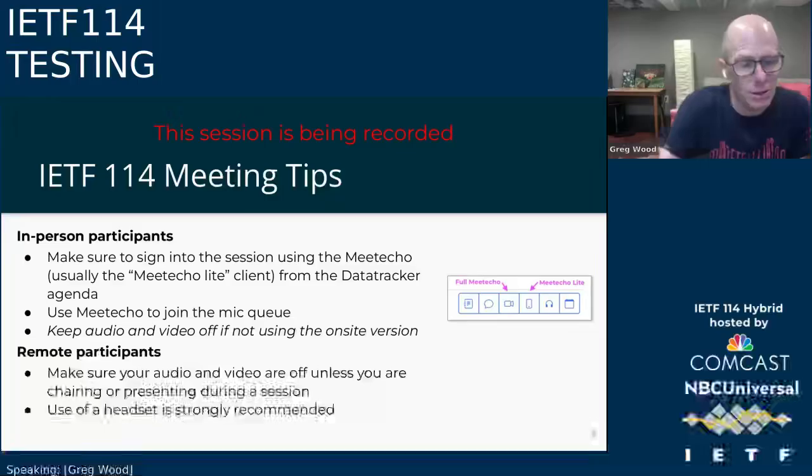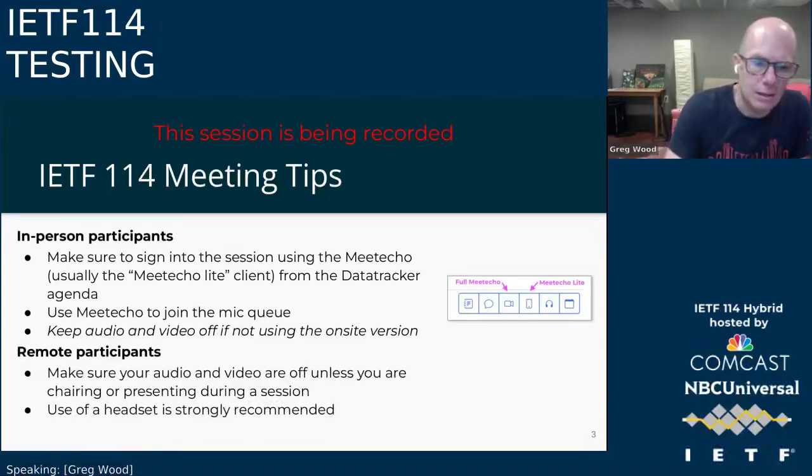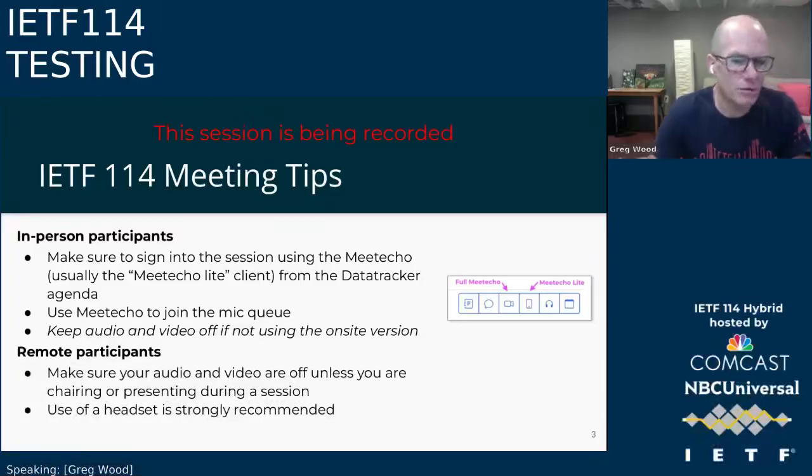You'll see there's a little screenshot there of what the icons look like in the new improved data tracker agenda page. The little phone is for the Meetecho Lite, which is what people on site can use, and the camera is for the full Meetecho session, which is what remote participants must use. If you're in person, you can use the full version of Meetecho, but you should for sure not send audio or video at all, because those will be provided by the in-room AV setup.